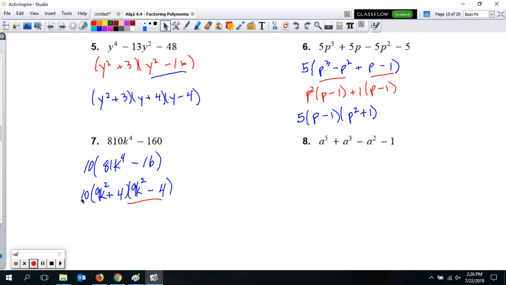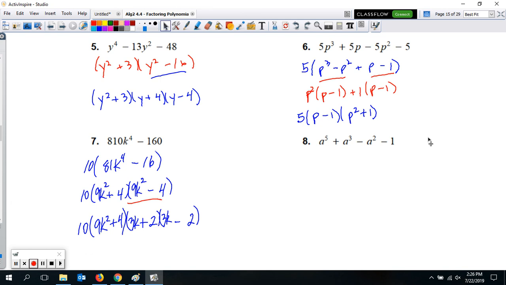And so we're going to keep our 10 and our first binomial intact. That's going to stay in our answer, but now this breaks apart. We're going to see a 3k in front of each one and a 2 in the back of each one. So 3k plus 2, 3k minus 2. That's our final factoring on that one. Number 8, here's another grouping one. Just go ahead and start grouping it right away. There's no GCF. Just go ahead and use the grouping method to factor this.